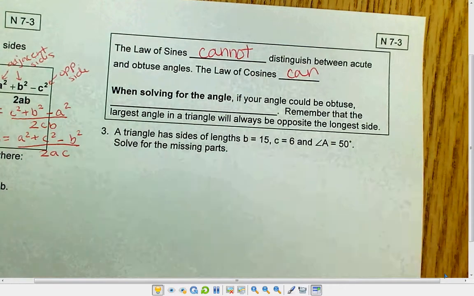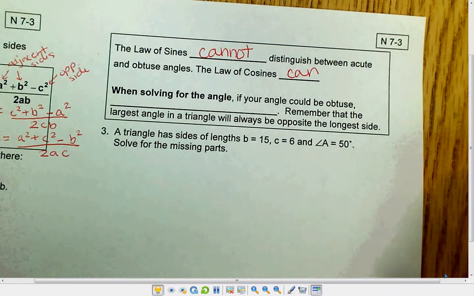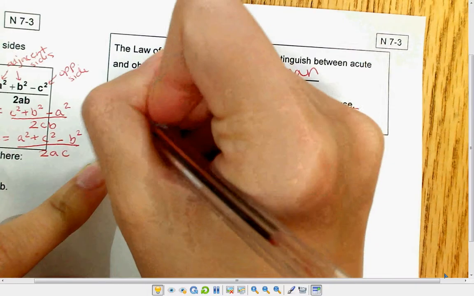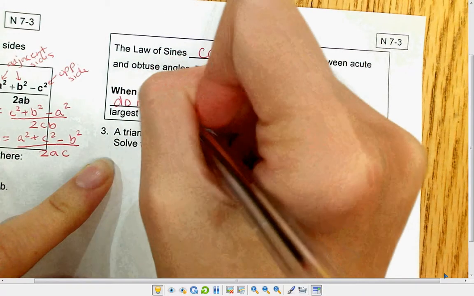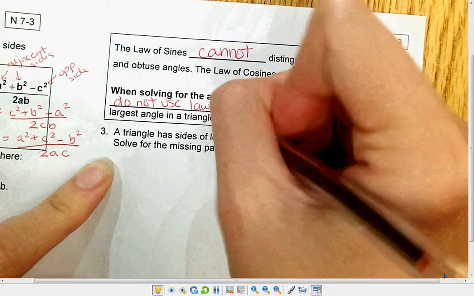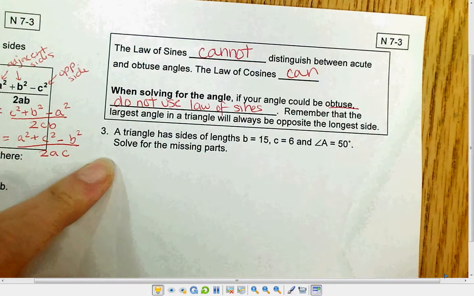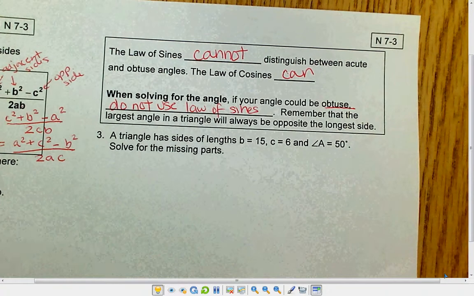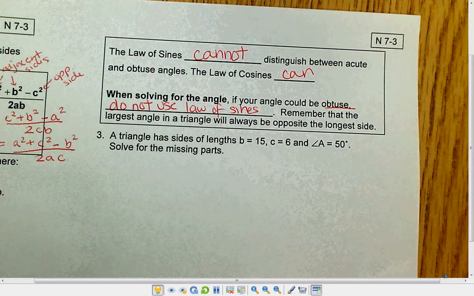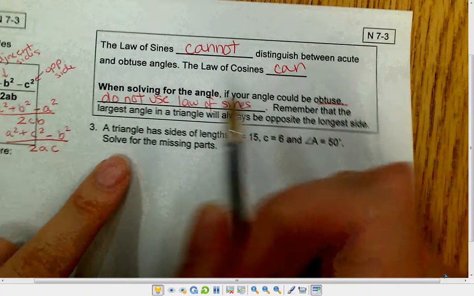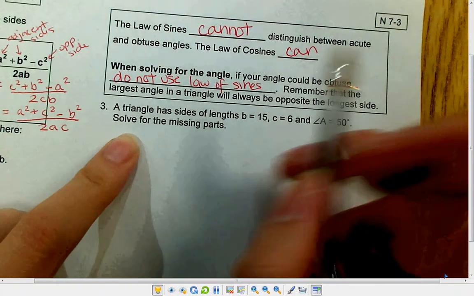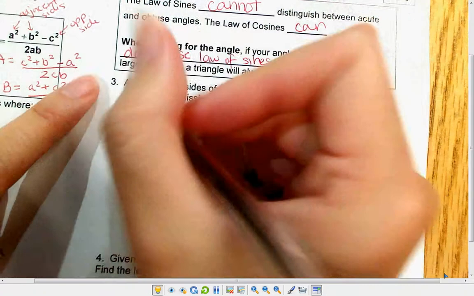So if you're ever solving for an angle where your angle could be obtuse, do not use the law of sines. Okay, so if your angle could be obtuse in any way, don't use the law of sines. And remember that the largest angle in a triangle is always opposite the longest side. So let's take a look at example 3.